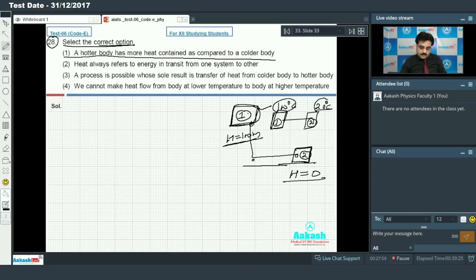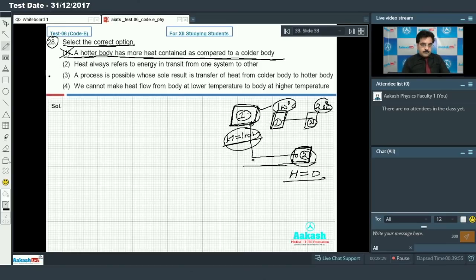Hotness and coldness are just like the height difference. Because if the container has gas, then due to the temperature the molecules of the gas will increase their kinetic energy and they will collide and produce heat. If there is no gas, then there is no collision, then there is no production of heat. So the meaning of that, a hotter body has more heat contained as compared to a colder body, is not a correct statement. So option number 1 will not be correct.